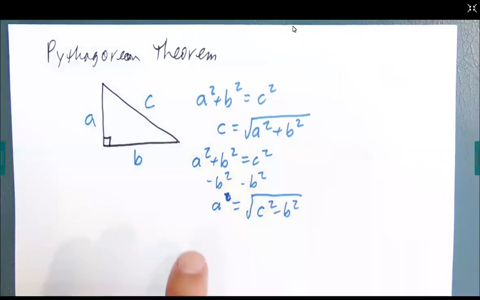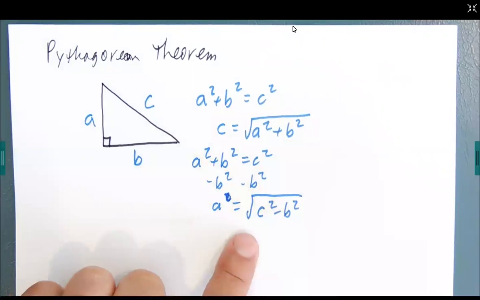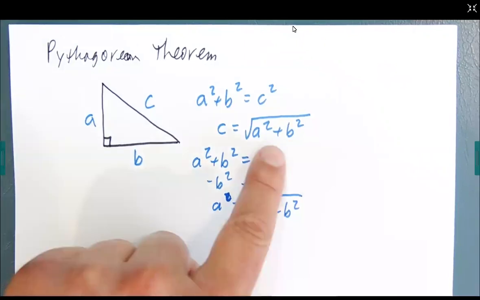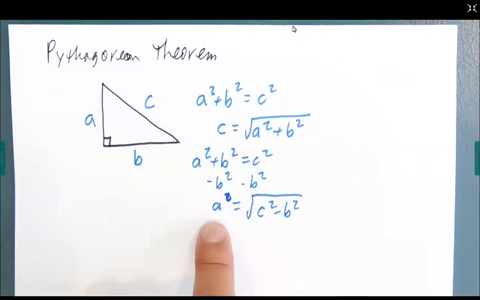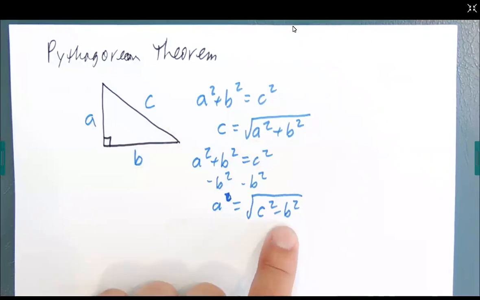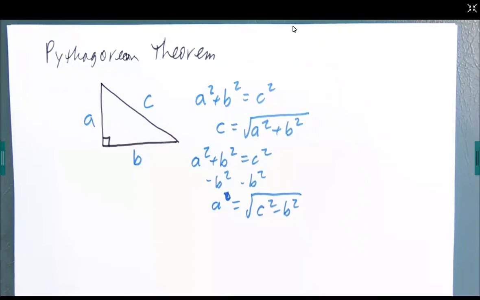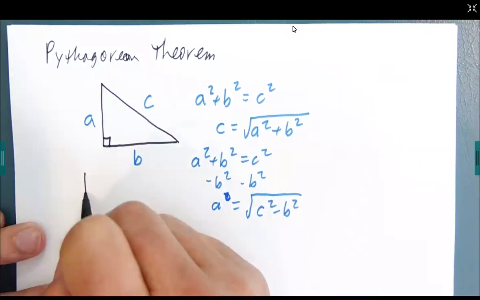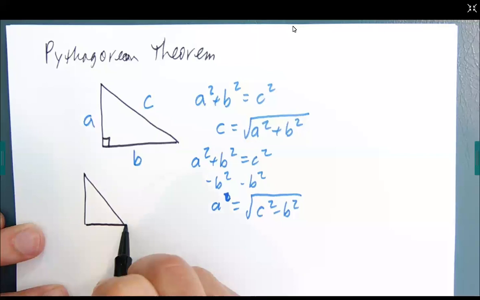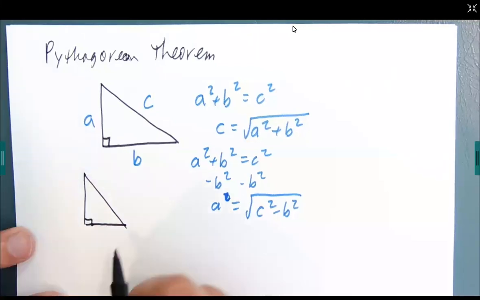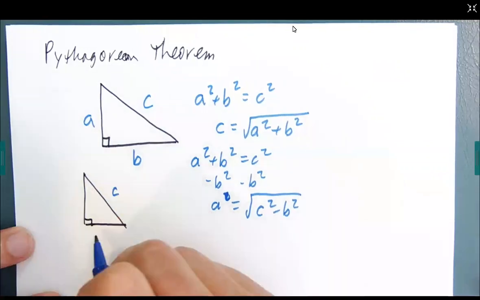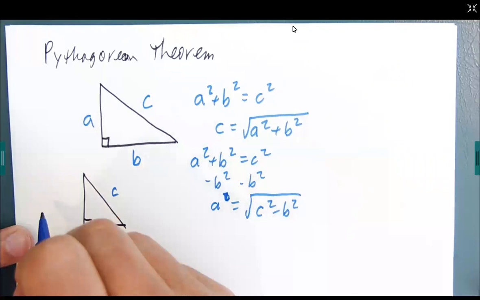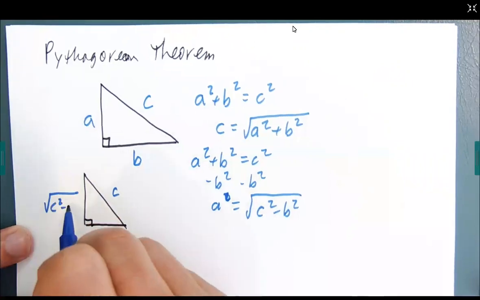So A, or one of the legs, is equal to the square root. Now, we got to be careful here. With this one, it's plus because this is the hypotenuse. Notice when it's one of the legs, it's the hypotenuse squared minus the other leg squared. That's going to be really important. In fact, we can rewrite our triangle even. Like this. So this is C, B, and instead of A, we can write it as square root of C squared minus B squared.